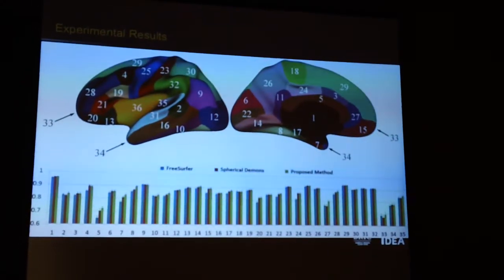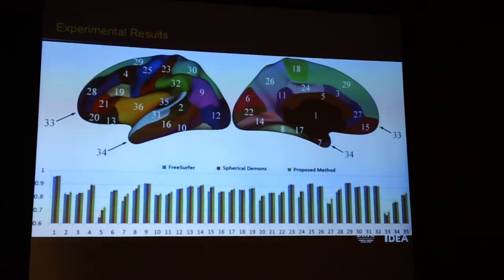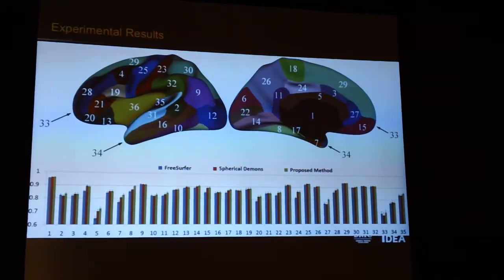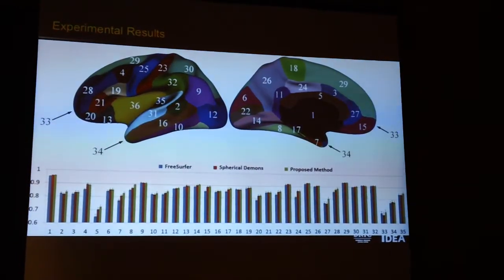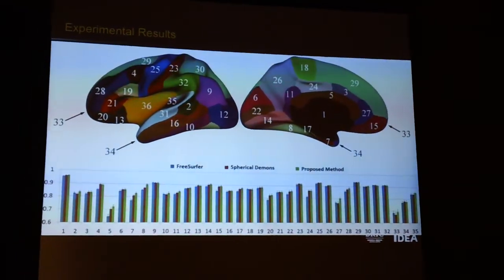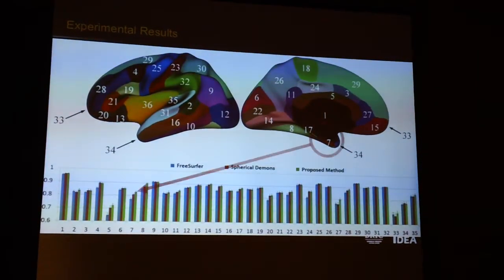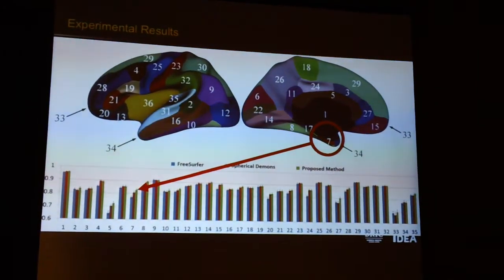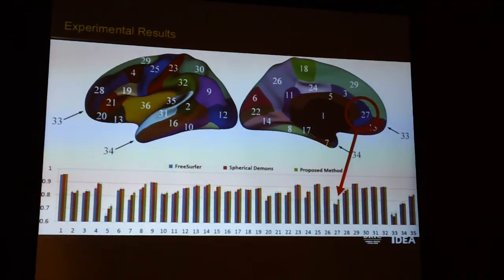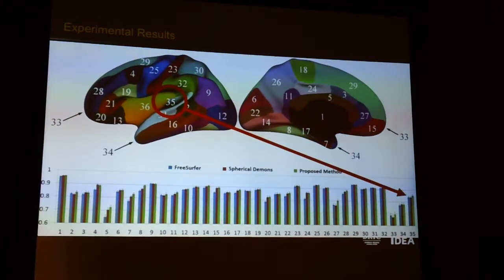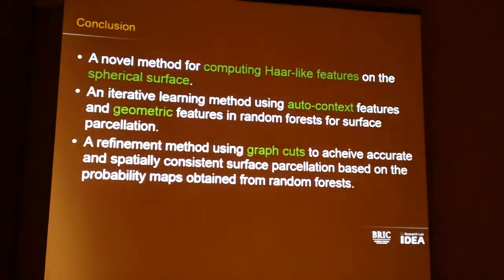So finally, we compared our method with the previous studies, FreeSurfer and spatial demons. We computed the depth ratio in each cortical region. And in this set, we can see our method outperforms the other two methods, especially in the small region, for example, the region 7 or region 27 or region 65.